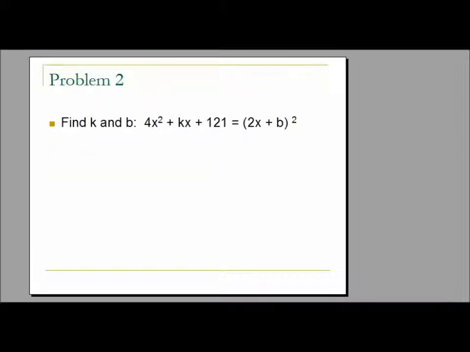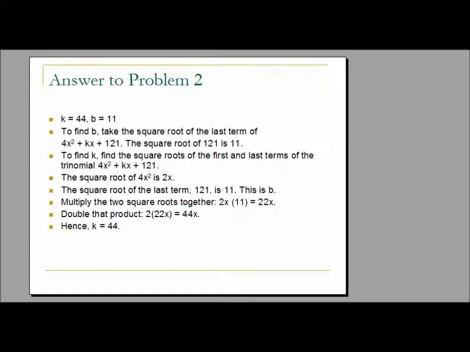Problem 2. Find k and b when 4x squared plus kx plus 121 equals (2x plus b) quantity squared. The answer to problem 2 is k equals 44 and b equals 11. To find b, take the square root of the last term of 4x squared plus kx plus 121. The square root of 121 is 11.